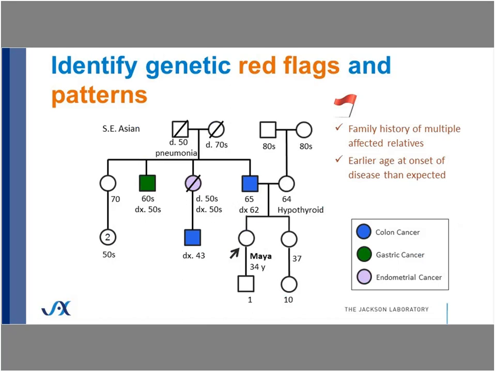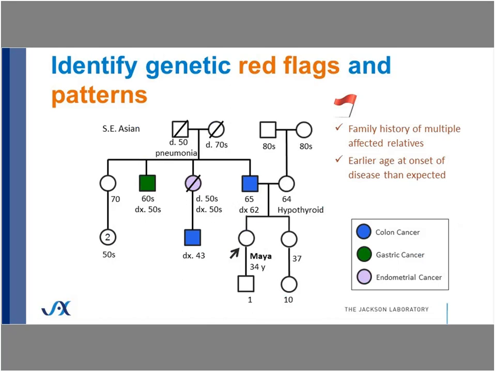So we see that Maya has two relatives with colon cancer, that she has an aunt with endometrial cancer, and that she has an uncle with gastric cancer, and that we see there's young age of onset in her cousin with colon cancer diagnosed at the age of 43. So then we'd also ask the question, are there any patterns of cancer in the family?